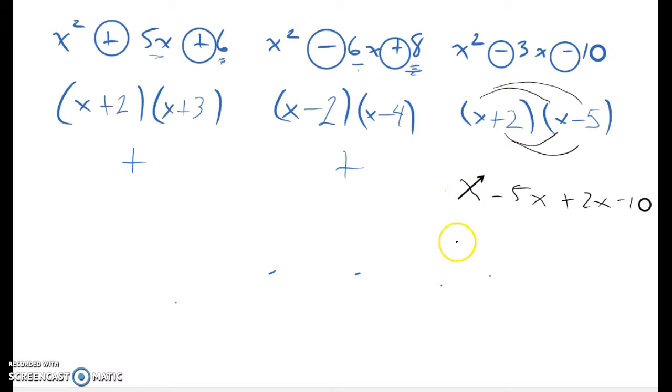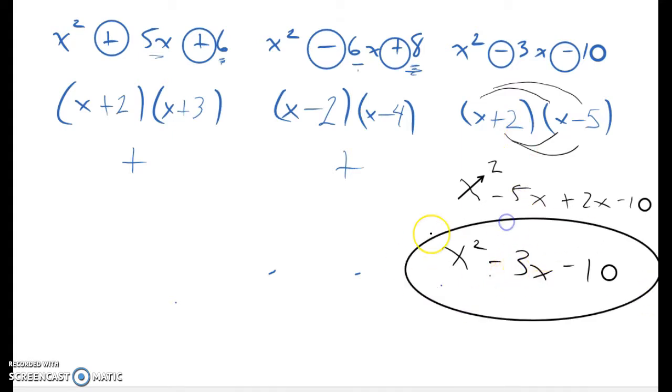Now, if we combine these, whoops, I forgot the square. So we've got x squared minus 3x minus 10, and we got it correct. See how they match? Now, if we had put the 5 here with the positive, we would have had plus 3x, and that would have been incorrect. So let's do a couple more example problems.